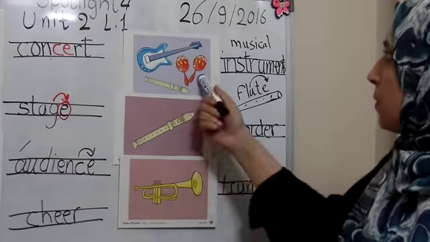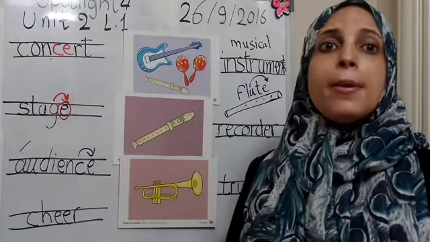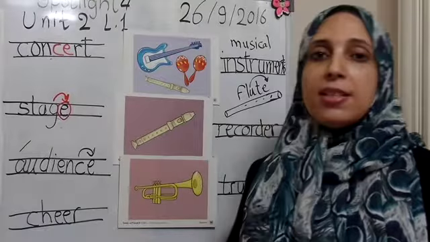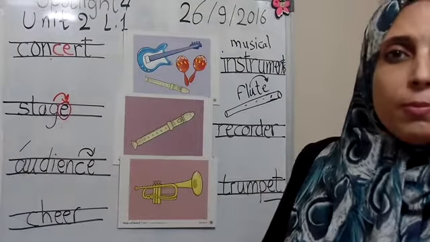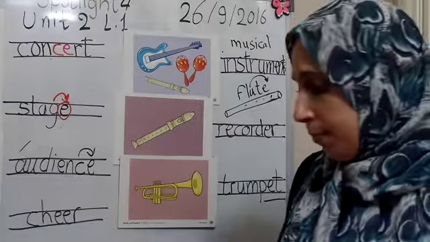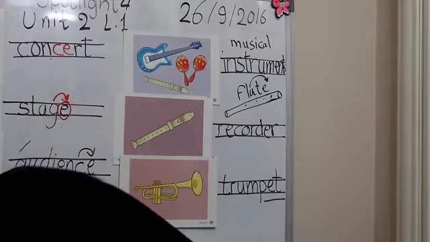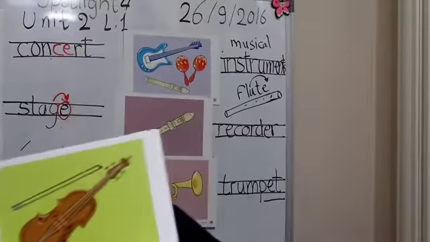Musical instruments. We do what? What is the action with musical instruments? We play music. Yes, play it. With all musical instruments, we say play. Play the piano. Play the drum. Play the guitar. Play the violin. This is a violin.